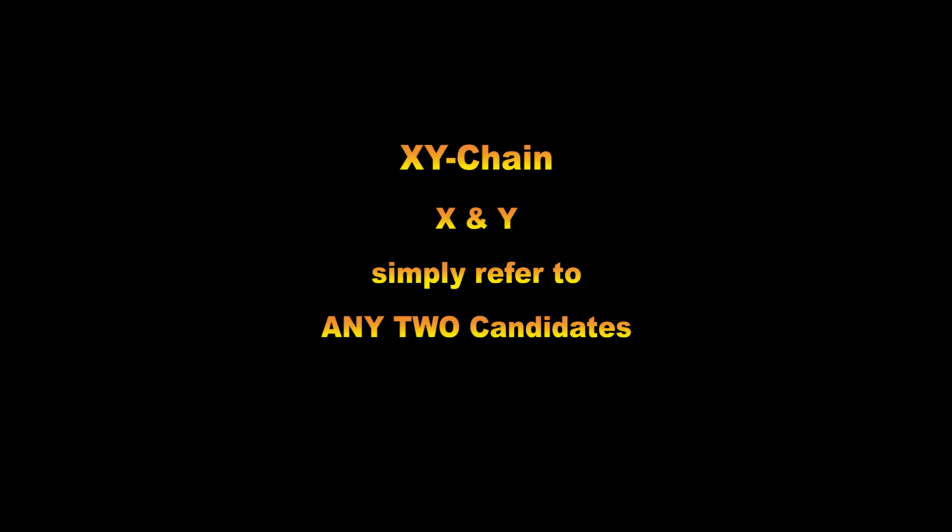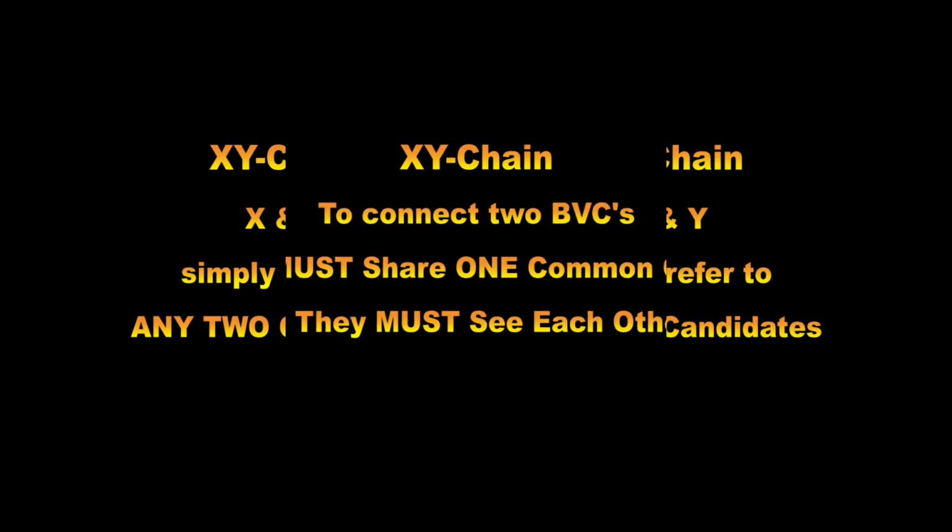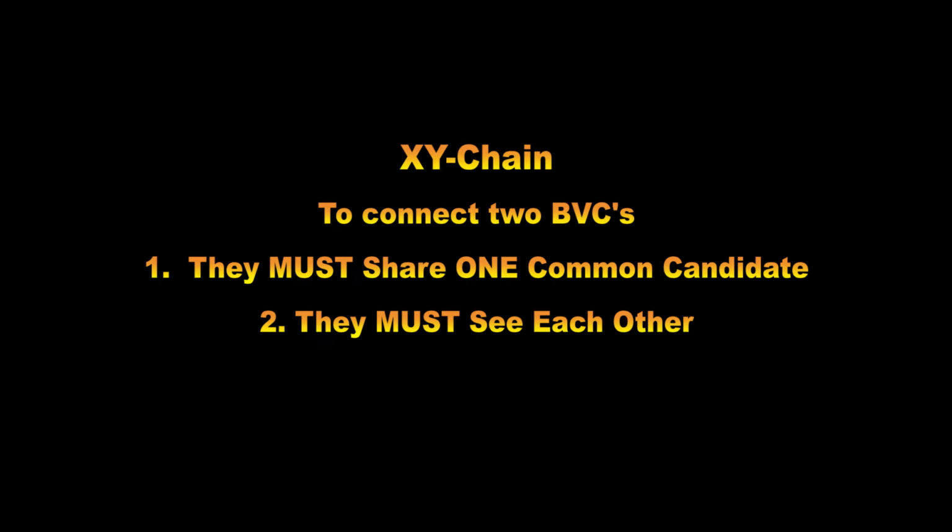It is called an XY chain because just like in algebra, X and Y are unknowns and they just refer to any two candidates. With an XY chain, the bi-value cells do not have to be identical, i.e. they do not have to contain the same 2 digits. They can all be different pairs of candidates. There are only 2 stipulations.